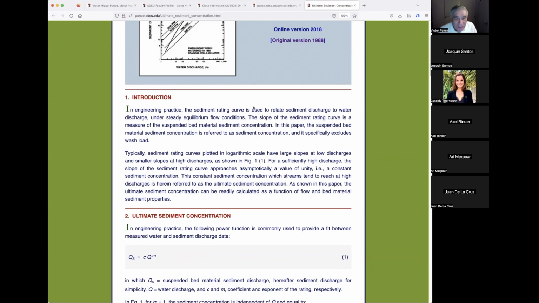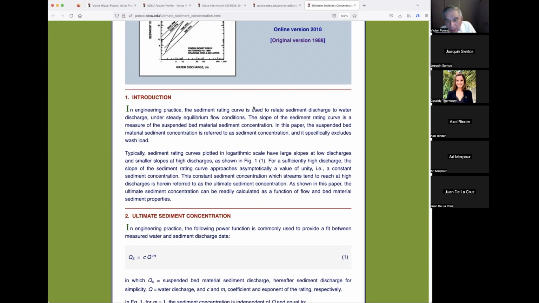Typically, sediment rating curves plotted in logarithmic scale have large slopes at low discharges and smaller slopes at high discharges, as shown in figure 1. At sufficiently high discharge, the slope of the sediment rating curve approaches asymptotically a value of unity, a constant sediment concentration. This constant sediment concentration that streams tend to reach at high discharges is herein referred to as the ultimate sediment concentration. So we gave it a name: the ultimate sediment concentration.